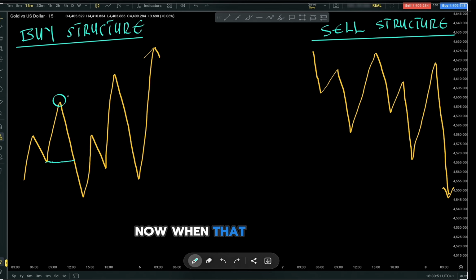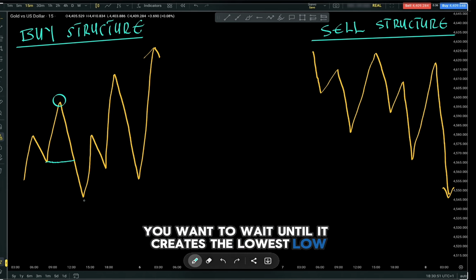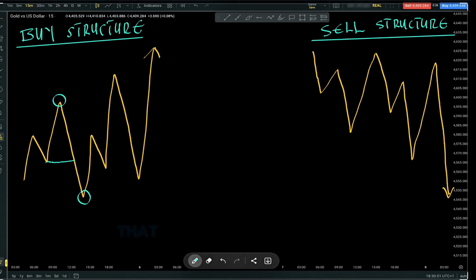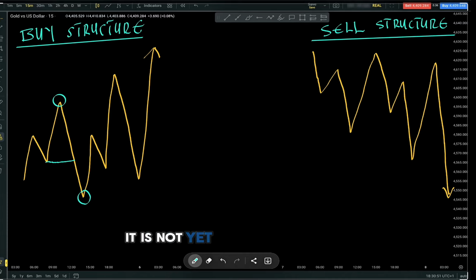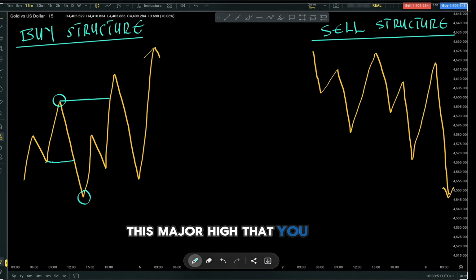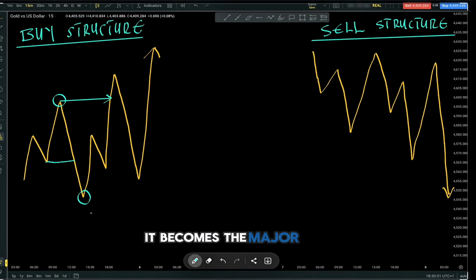Now, when that high is being identified, you want to wait until it creates the lowest low. Identify that lowest low. That lowest low becomes your potential major low. It is not yet a valid major low until it breaks this major high that you have identified. Now it has broken this major high. It becomes the major low.